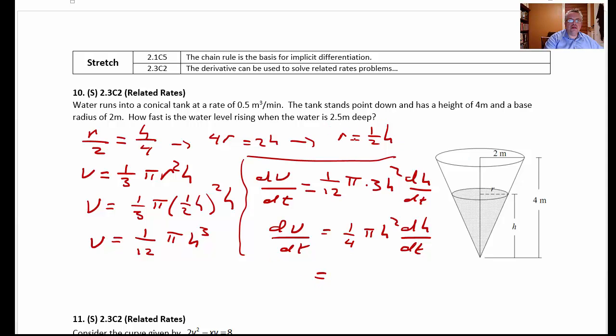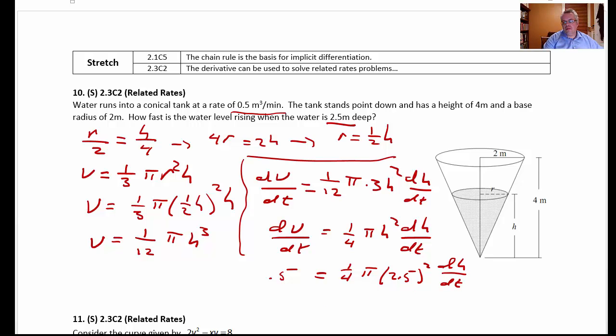when the height is 2.5 meters deep, and oh wait, they don't want dV/dt. They give us dV/dt. Water runs into a conical tank at a rate of 0.5 meters cubed per minute. So that's volume per time. I know that that's dV/dt. So this is 0.5 equals 1/4 pi times h, which is 2.5 squared, dh/dt.